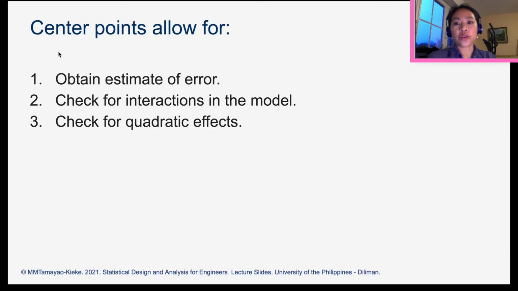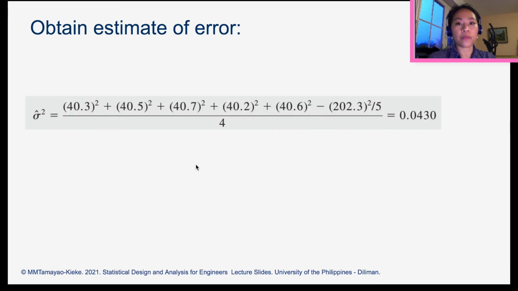We use the center points because it allows for three things. The first is to obtain an estimate of the error, and then it also allows for checking for interactions in the model and for checking for quadratic effects. And of course, we want to know this because we want to verify that we're not yet in the region of the optimum.